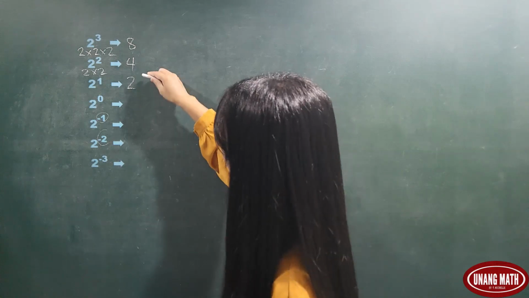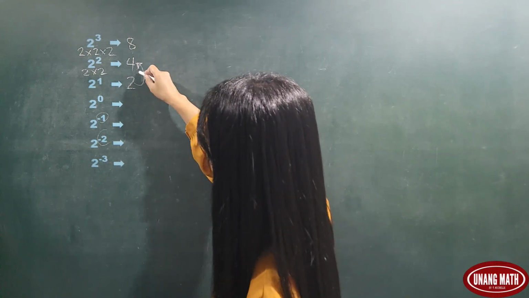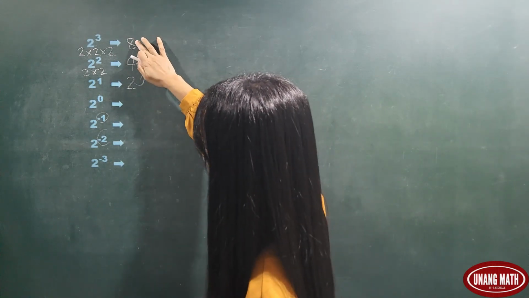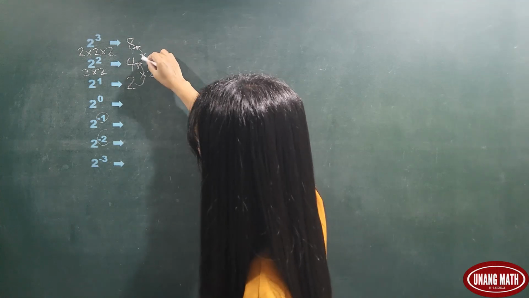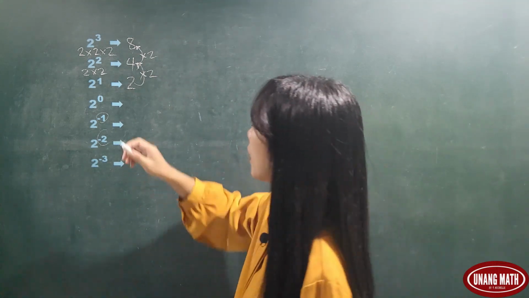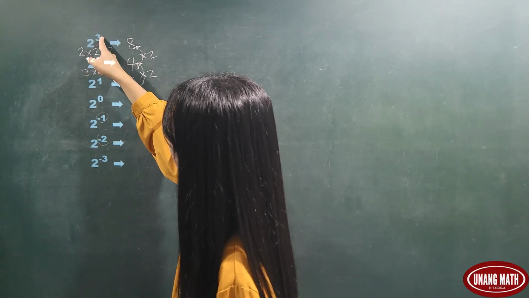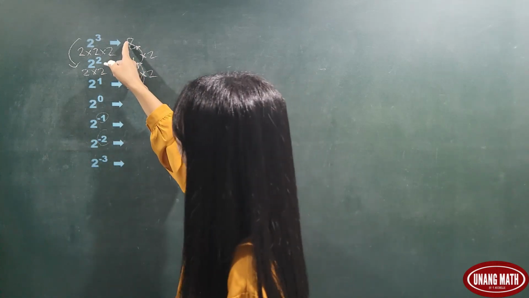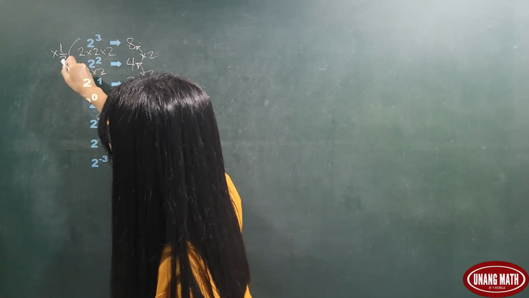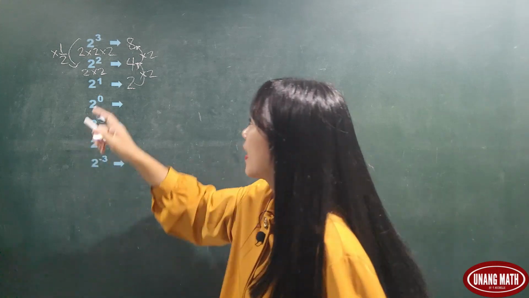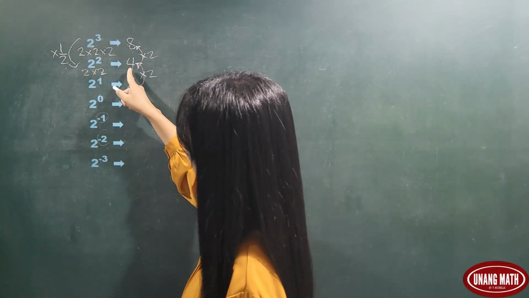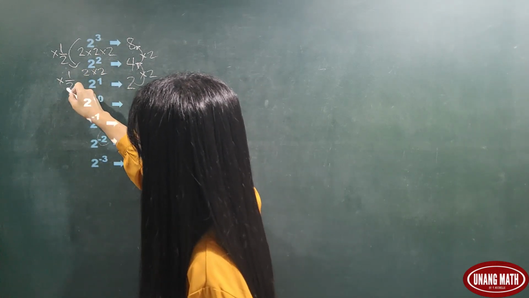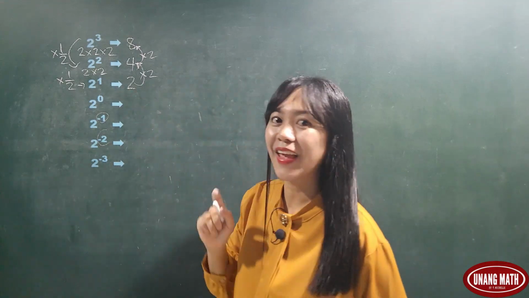From 2, how did we get 4? That is times 2. From 4, how did we get 8? This is also times 2. What about from 8, or 2 raised to the power of 3, how did we get 4? That means 8 times 1/2 or divided by 2. 8 times 1/2 is equal to 4. So if it's 4, then 4 times 1/2, then we can get 2.